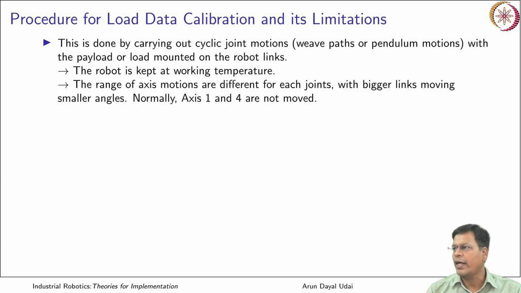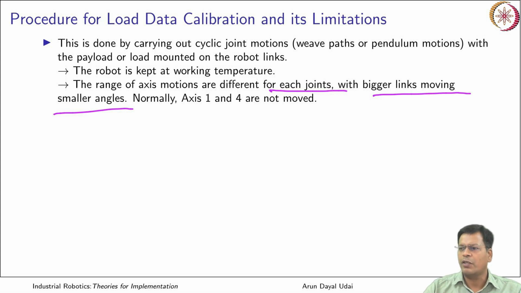Okay, the range of axis motions is different for each joint. That is done automatically by the robot. With the bigger links moving at a smaller angle, that much should be enough, because a bigger link, even if it moves by a smaller amount, gives a sufficient amount of data in order to calculate any supplementary loads. Okay, normally axis 1 and 4 are not moved.